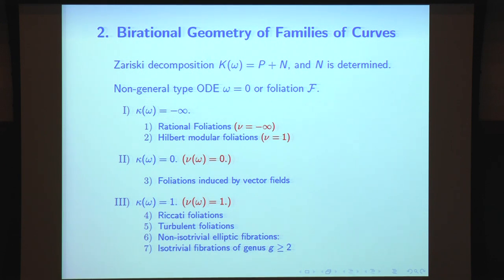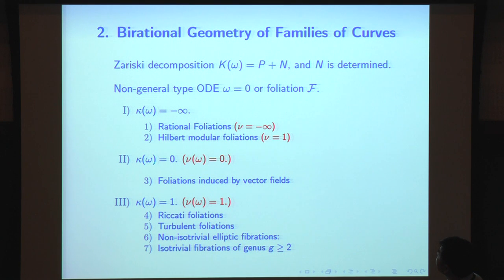Okay, we can define the Kodaira dimension, kappa. This is the Kodaira dimension of the equation, the ODE. We can also define the Kodaira dimension of P. This is called the numerical Kodaira dimension of the ODE. Using these Kodaira dimensions, we have some kind of Enriques-Kodaira type classification. So for example here, the Kodaira dimension is minus infinity. There are two cases. Rational foliation, this means a fibration. The fiber is genus 0. So it's a P1 fibration. The second one is the Hilbert modular foliations. I will explain. This is coming from the Hilbert modular surface.